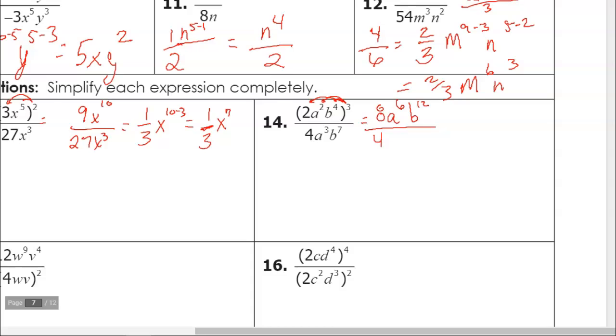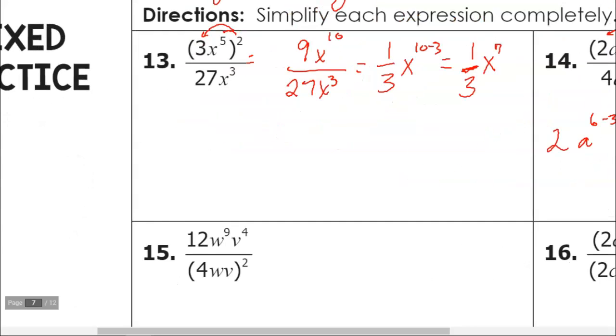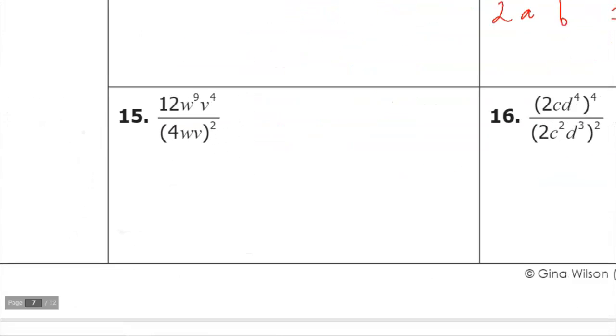On bottom, you have 4, a cubed, b to the 7th. So we will subtract. 8 divided by 4 is 2. So we divide that first. And then we have a to the 6 minus 3. And b to the 12 minus 7. So you end up with 2a cubed, b to the 5th. 2 more here.